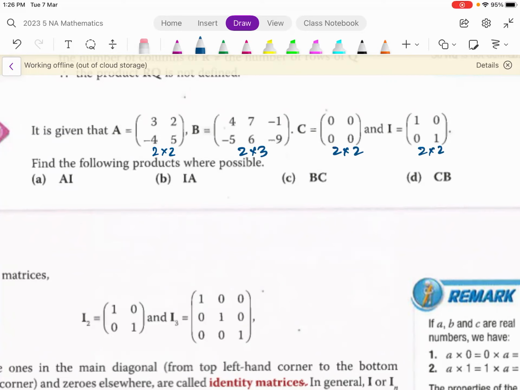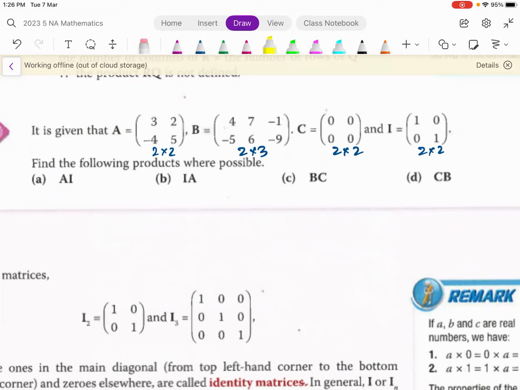Okay, so AI. I is the identity matrix. The identity matrix is just like multiplying by 1. You know, a number like 10 times 1 is still 10, right? -8 times 1 is still -8. Matrices have something like that. It is called the identity matrix.